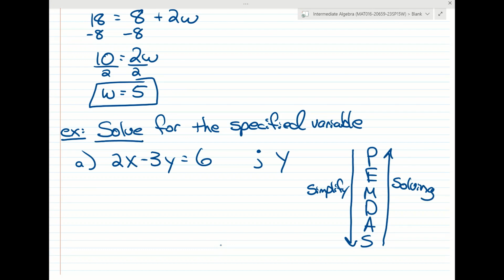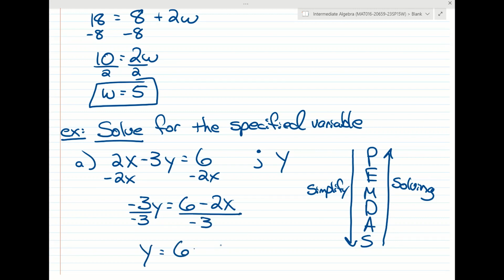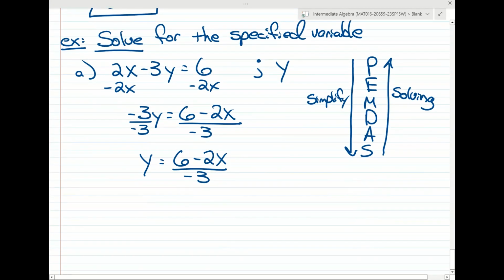So I'm asking you to solve for y. The first thing we're going to look to do is add or subtract to get rid of terms. We could just subtract 2x on both sides, and we get negative 3y is equal to 6 minus 2x. And now, to get y by itself, let's get rid of the negative 3 by dividing everything by negative 3. That would be our final answer.